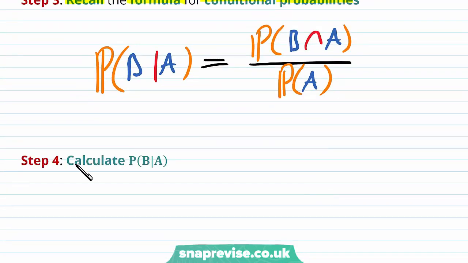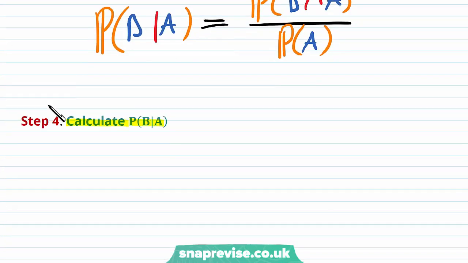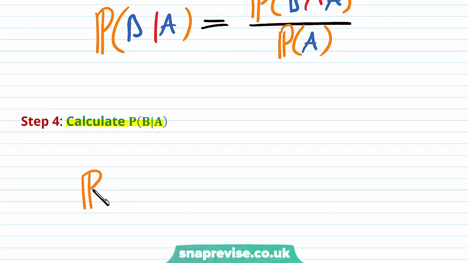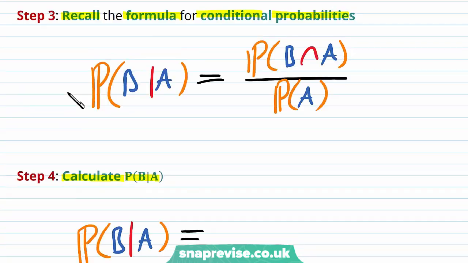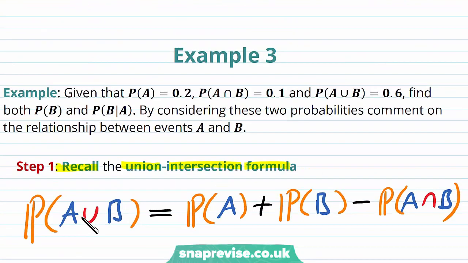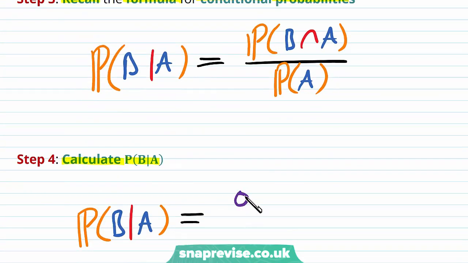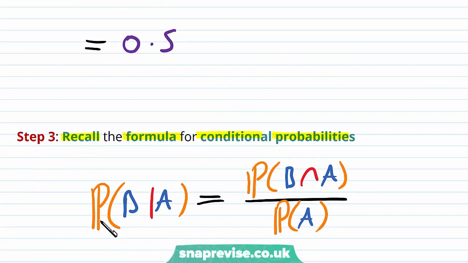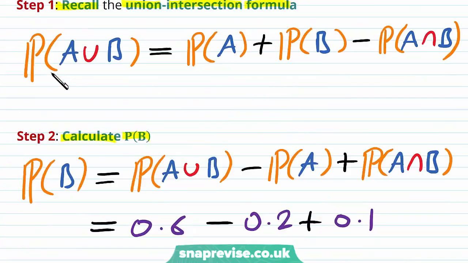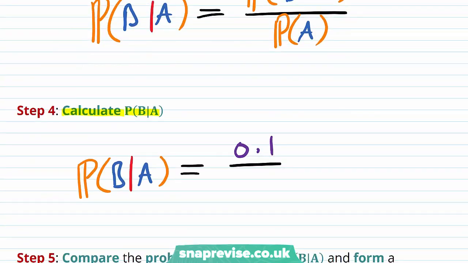Our fourth step is to calculate the probability of B given A. By using our results above in the question, the probability of B intersected with A we have as 0.1 because by symmetry the probability of A intersection B is equal to the probability of B intersection A. And then we divide by the probability of A, well that is 0.2. So by dividing we get 0.5.